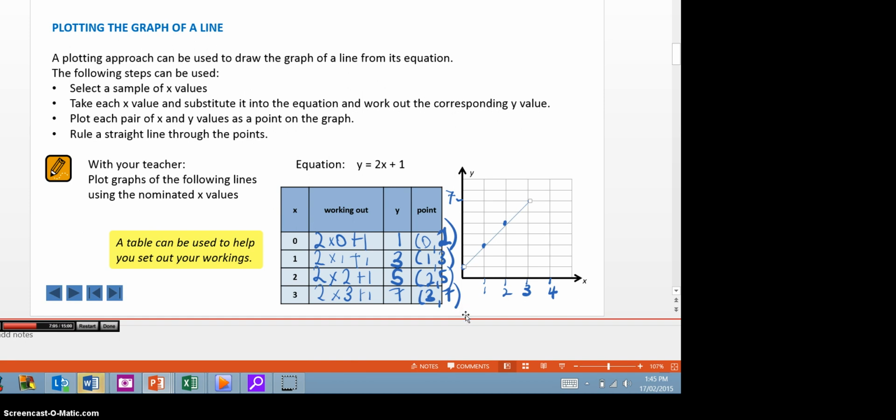Okay. The second one, y equals -x plus 4. So -1 is our gradient, and +4 is where it's going to go through the y-intercept. So it's a negative gradient this time, so it might look something like this.